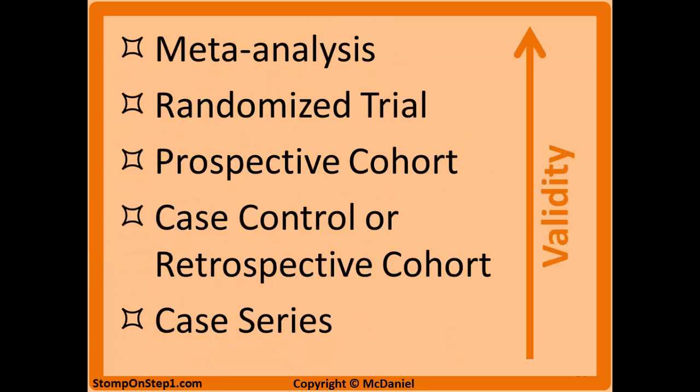Based on certain types of bias that are inherent in some study designs, we can rank the different types of study design based on their validity. These study designs at the top, like meta-analysis, have the highest validity, while designs like a case series have the lowest level of validity. In most cases, if you've got two studies on the same topic that come to different conclusions, you would assume the trial of the more valid type is correct. However, this isn't always the case.